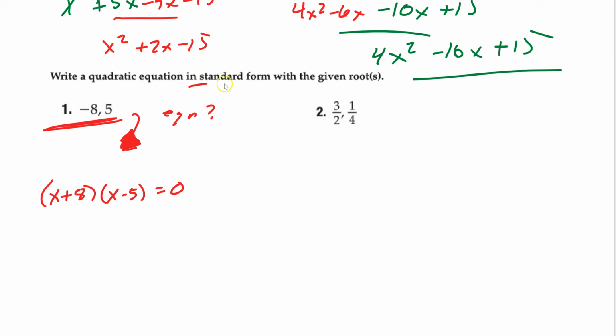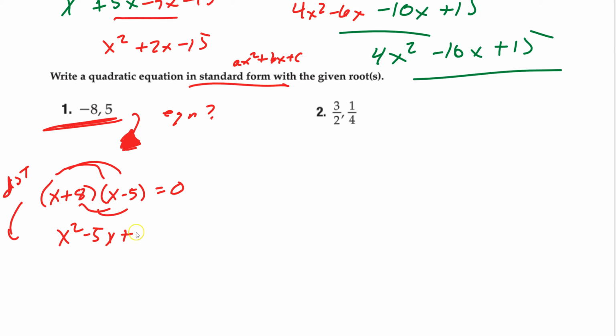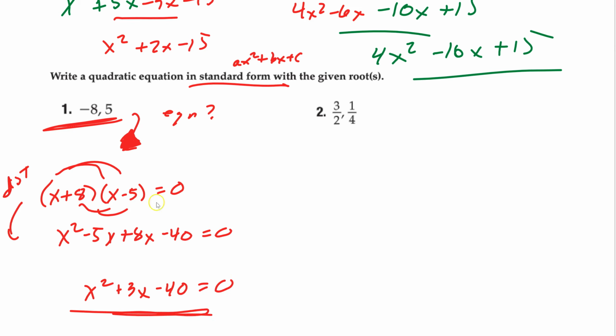Now they want it in standard form. Standard form is where you just have ax squared plus bx plus c. So what we do next, we distribute. So multiply the x by both of them: x squared minus 5x. Multiply 8 by both of them, you get positive 8x minus 40. So you get x squared plus 3x minus 40. So that's how, if I give you the answers, you write an equation in standard form. You do the opposite, and then from there you can simplify it out.